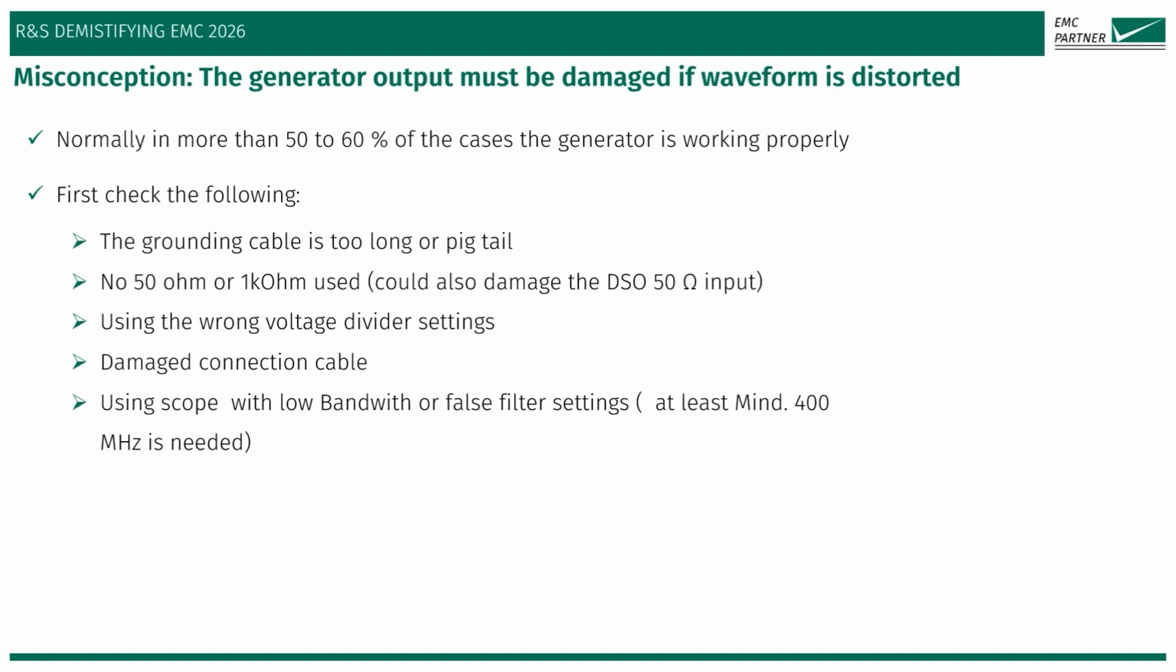When the measured waveform appears distorted, it is often assumed that the generator is defective. In practice, this is usually not the case. In most situations, distorted waveforms are caused by measurement or setup issues such as improper grounding of the generator, incorrect DSO voltage divider settings, missing termination resistors, a damaged connection cable, or insufficient oscilloscope bandwidth for bursts. At least 400 MHz bandwidth is required to correctly capture the burst pulse.